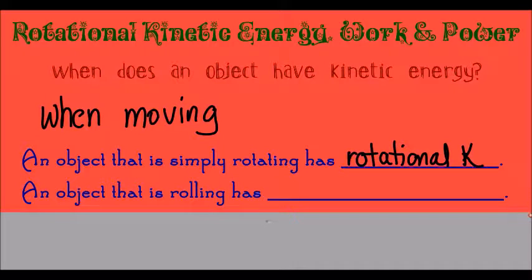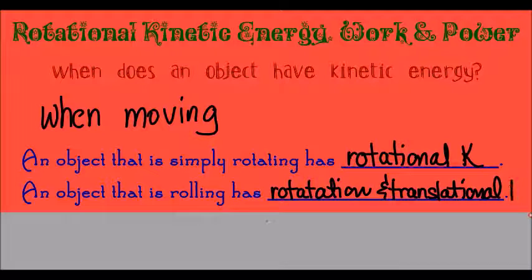And something that is rolling has both rotational and what we call translational kinetic energy. Translational kinetic energy is basically a fancy name for saying the linear kinetic energy that we've studied in the past. When something is rolling, that means that its axis of rotation is moving in addition to it rotating.